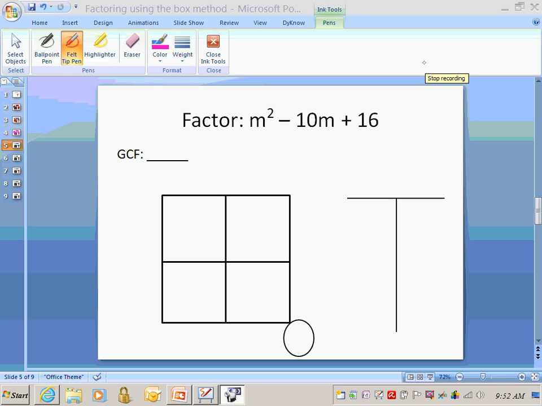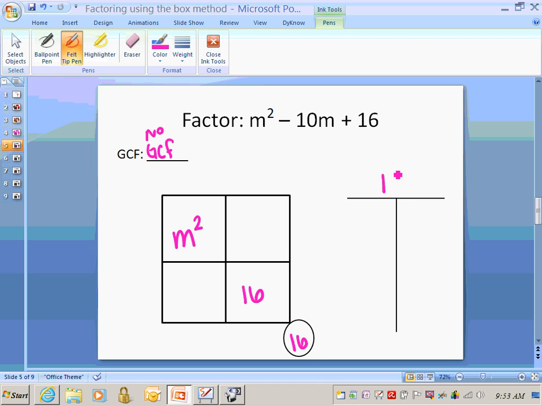Is there a GCF? No. So we have no GCF here. So then what? You just put it in the box. So what goes here? M squared. And okay, so I've got a positive 16. So I've got 1 times 16. Okay. 4 and 4, good.